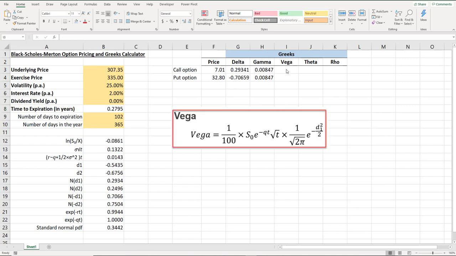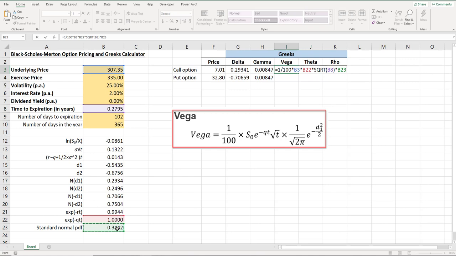The vega of a call option and put option are based on the same formula. So here we'll take 1 divided by 100, multiply by the underlying price in B3, then multiply by B22, multiply by the square root of the time to expiration, which is B8, then we'll multiply by B23. So that's the vega of the call option.